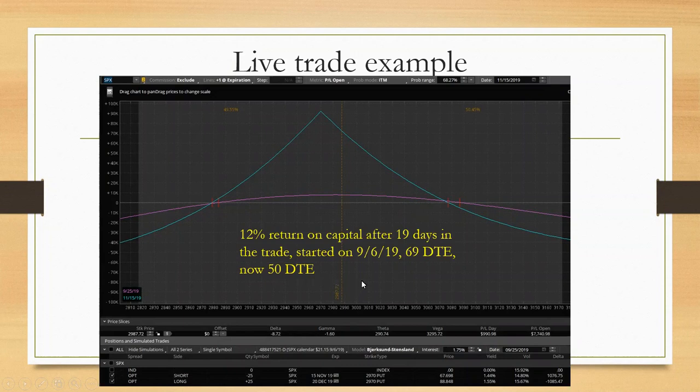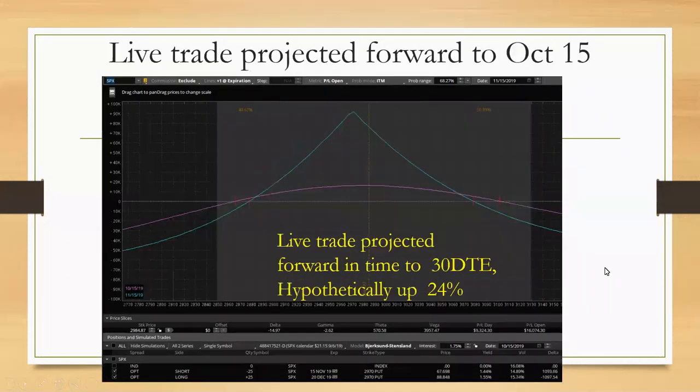But this is the live trade I've got on, and I'm up 12% after 19 days. Going great. And this is the same trade projected forward to October 15th, which will be 30 days to expiration. Hypothetically, if I stayed in the trade that long, I would be up 24%. So you can see it makes a pretty handsome return.